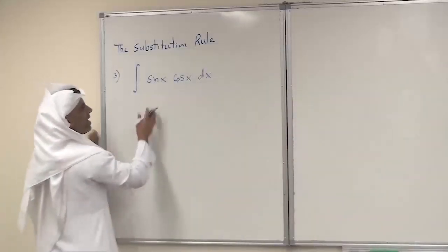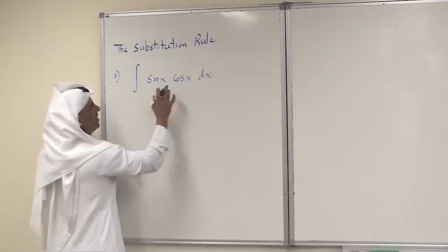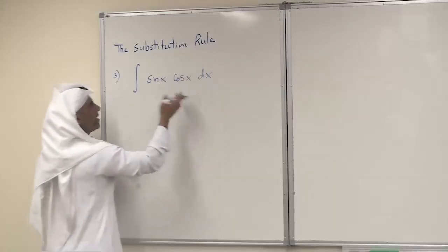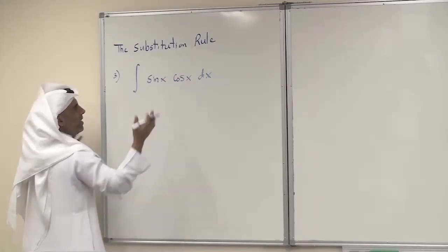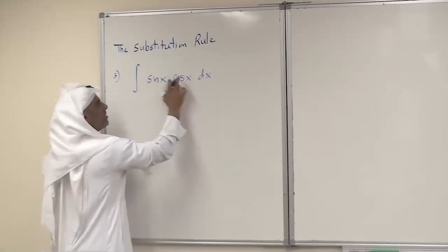Someone will say, I look at this as maybe this is u, cosine is u, and the derivative is minus sine x. That's okay. Someone else will say, no, I will look at it as this is u and this is du.